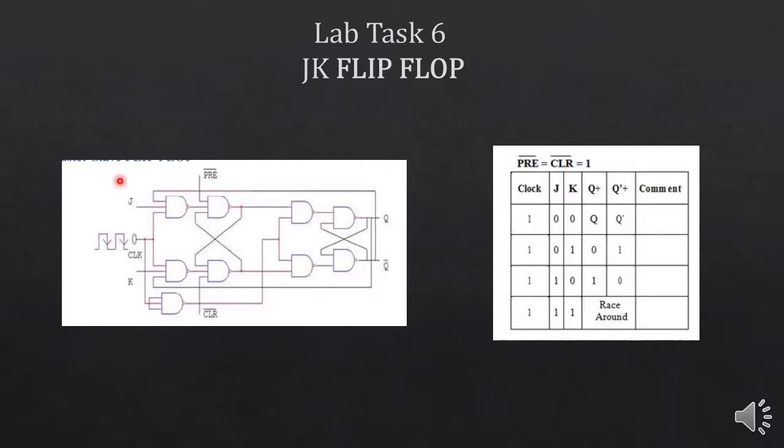This is the circuit of the master-slave JK flip-flop. Here we have used two JK flip-flops. This is the first JK flip-flop and this is the second. Both are connected together in series. The clock is connected in such a way that the clock of the second flip-flop is the complement of the first flip-flop's clock. Here you can see we have used a NOT gate for the second flip-flop clock.